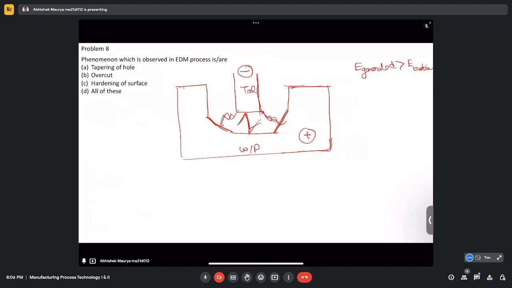Also, already you know our tool has some diameter dt, but the hole diameter is dt plus some delta. This has happened because of the side discharge which has taken place, and that is called the overcut.